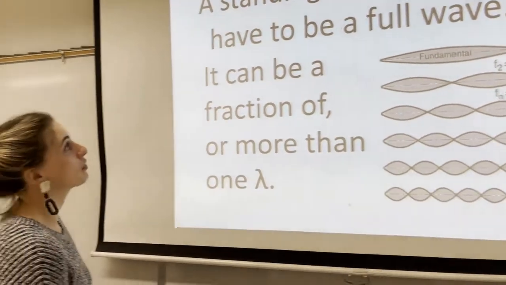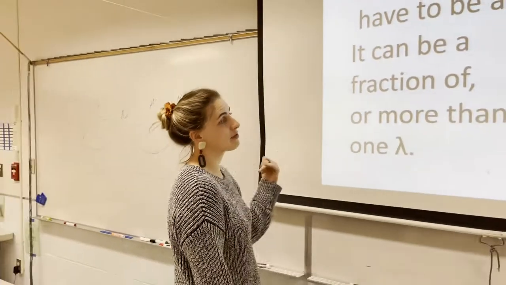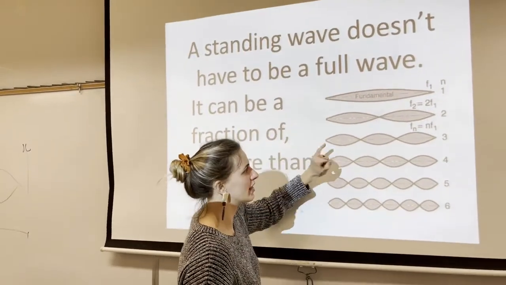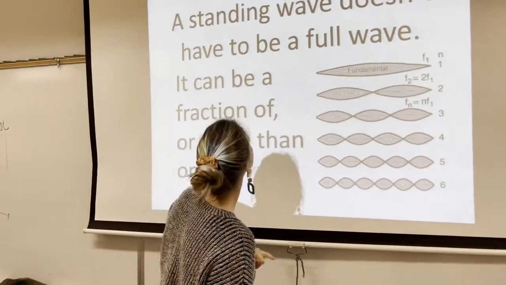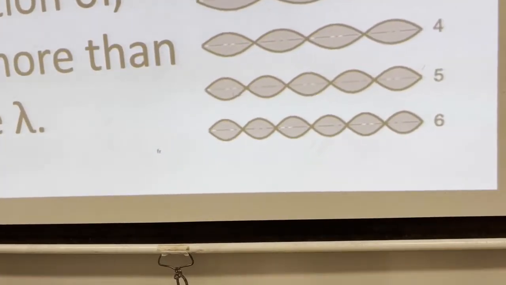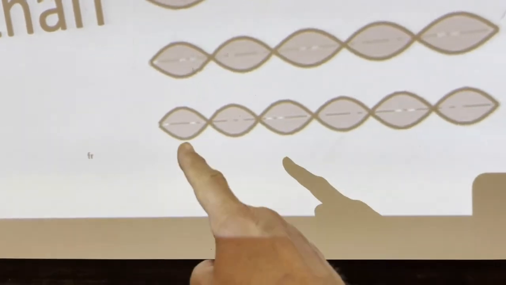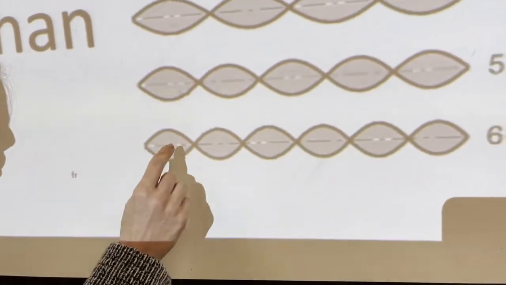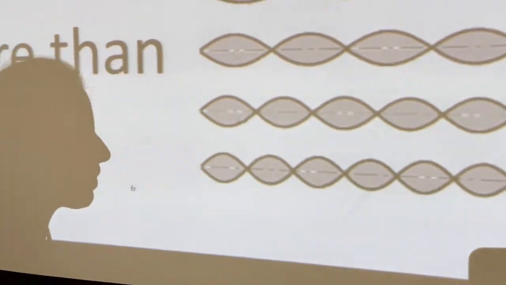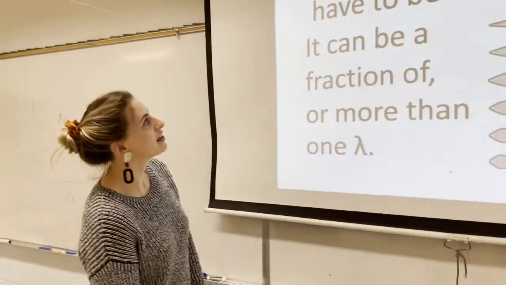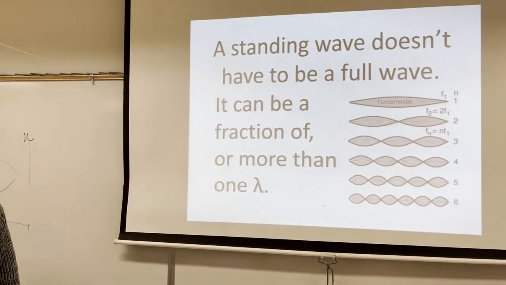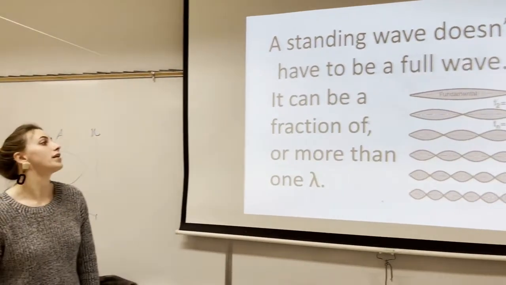Again, this is a really important concept. You just saw a standing wave that was half a wavelength, a full wavelength, and then 1.5 wavelengths. But you can have 2 wavelengths. And how many wavelengths is this bottom one? Every bump is a wavelength, right? No, every 2 bumps. Sorry, 1, 2. This is 3 wavelengths. So a standing wave doesn't have to be a full wave. It can be a fraction of or more than a wavelength.